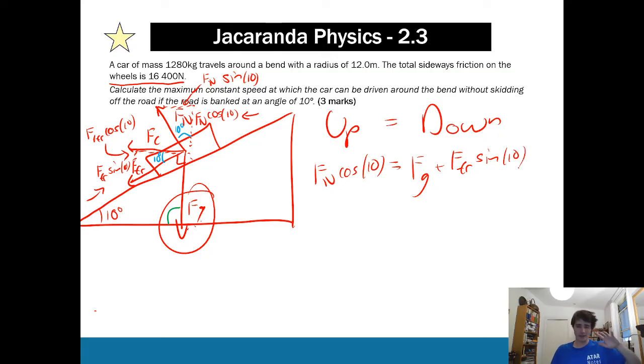Okay, just to recap that for a second. What we're doing here is balancing our vertical forces. We're saying that our car is not doing any kind of net motion in the vertical axis. It's not flying off into the sky. It's not sinking down into the plane. It's staying put in the vertical axis, which means that all of the forces pointing down have to be equal to all of the forces pointing up. So in this case, we've got our normal force pointing up, and we've got gravity and this component of the frictional force pointing down. And so now we've constructed this equation.